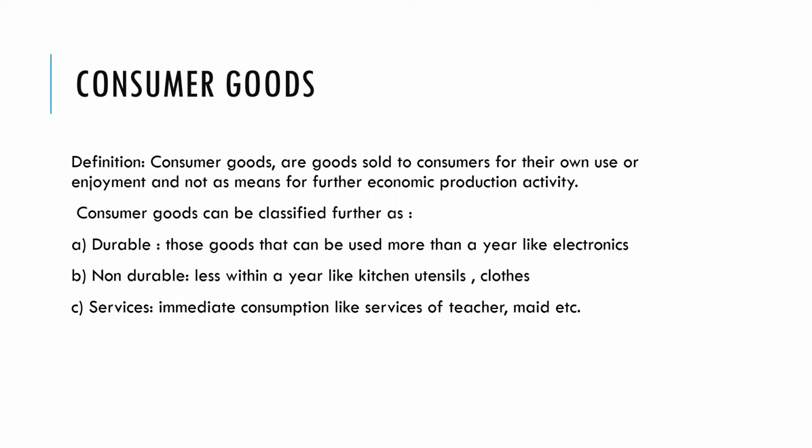Durable goods are generally those goods which are high in value and can be used for more than a year. Mostly electronics like TV, fridge are in the durable goods category. Non-durable goods are goods which are relatively lower in value and their life is just less than a year. Examples include kitchen utensils, crockery, clothes, etc.